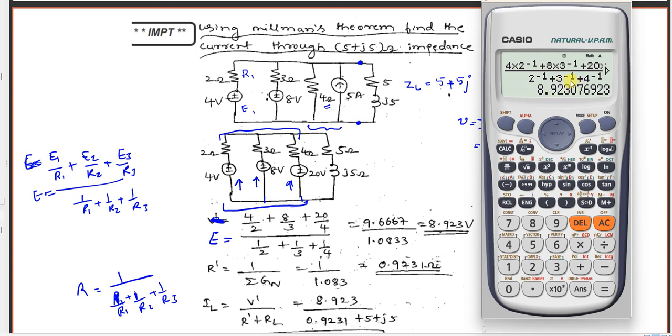We get the answer 8.923, and its unit is volts. Next we have to find the equivalent resistance, Millman's equivalent resistance. It is equal to the reciprocal of 1 by R1 plus 1 by R2 plus 1 by R3.